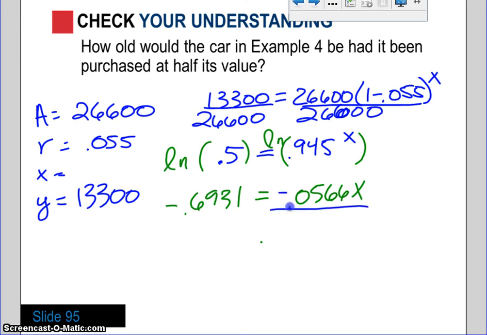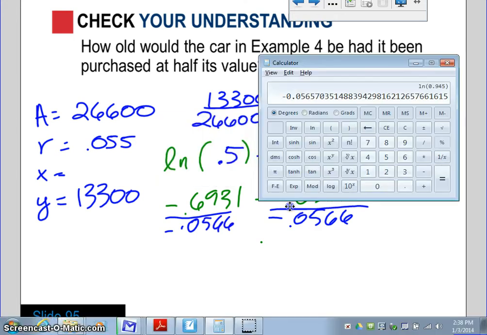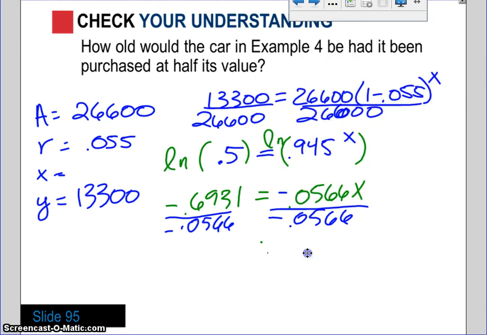Both of these are negative, so I'm going to divide both sides by negative 0.0566. Plugging that into the calculator, I get negative 0.6931 divided by negative 0.0566. And I find that the car's age would be 12.25 years old. This was one of the tougher lessons, so good job everyone for sticking with it.